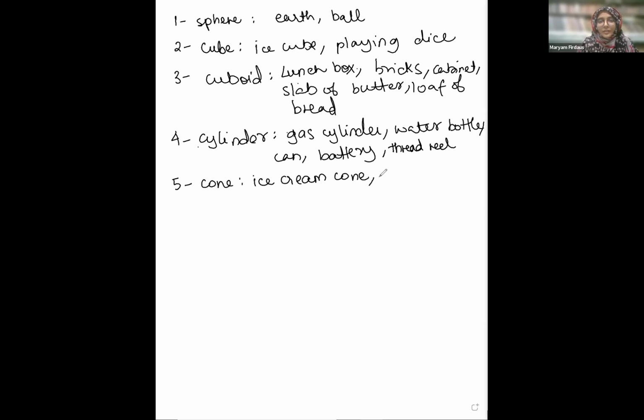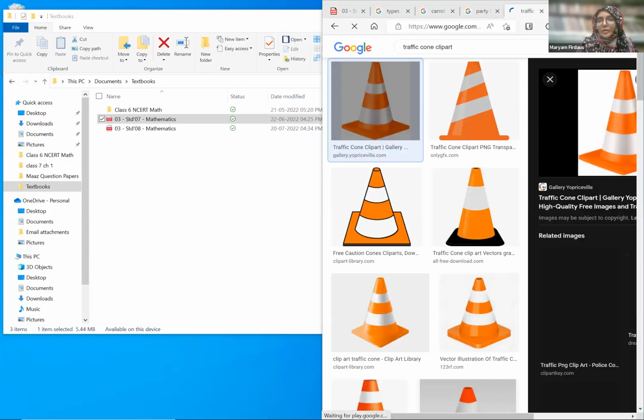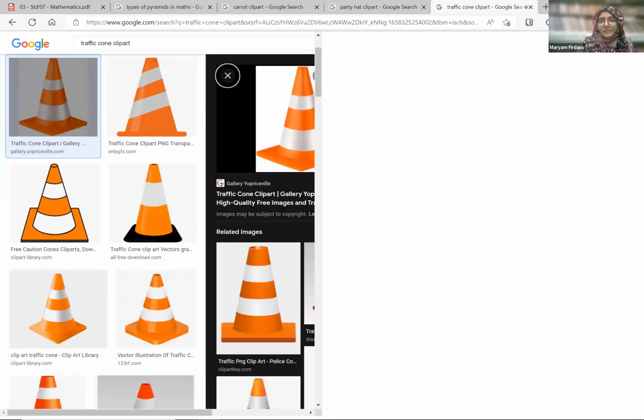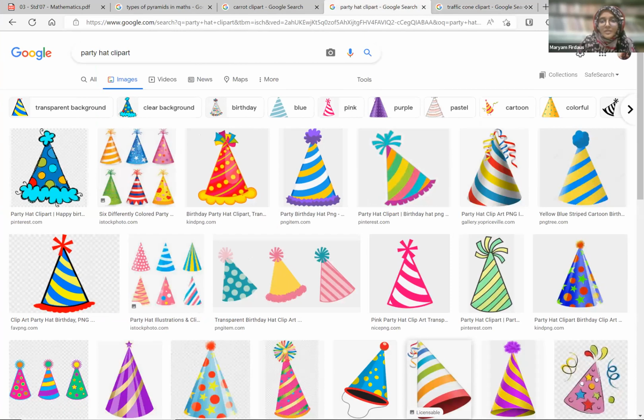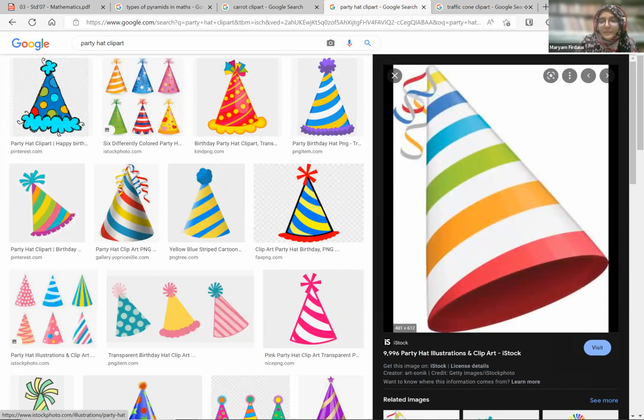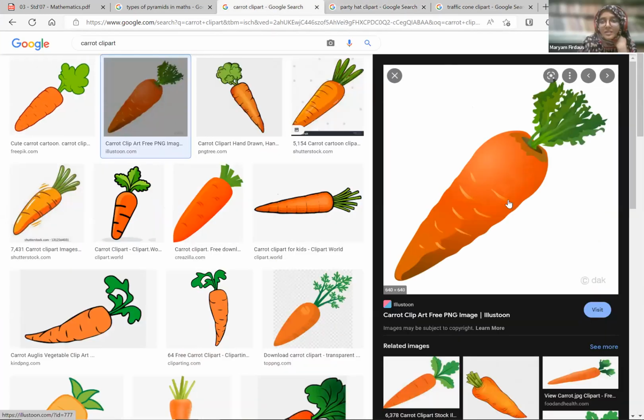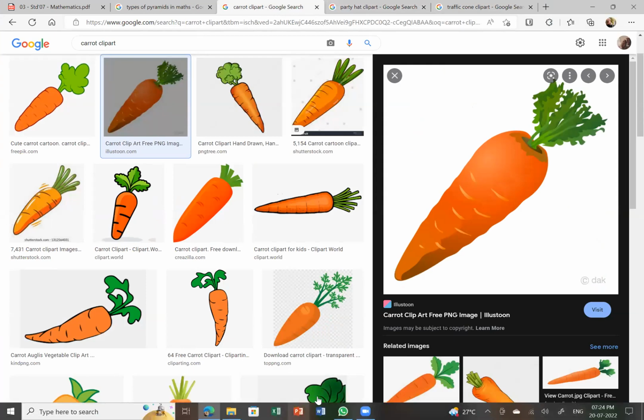Okay, I'm just gonna write that over here, traffic cone. And I think you are talking about, let me share my screen. You're talking about this, right? Yeah. What about this? What shape is this? A cone. Yeah, and what is this object? Party hat. And what shape is this? It is cone. Yeah. Okay.